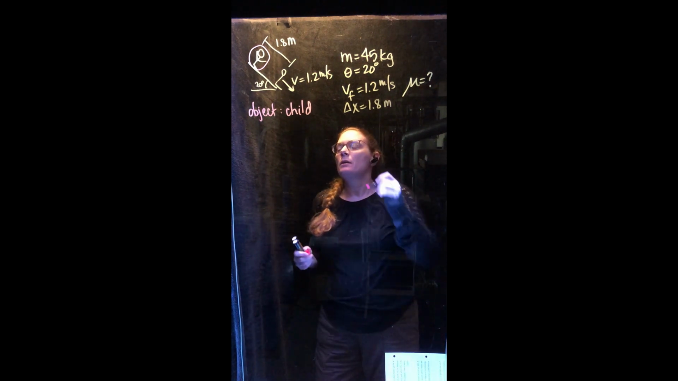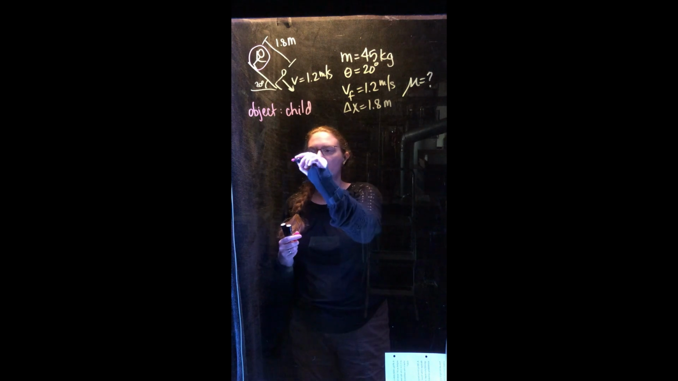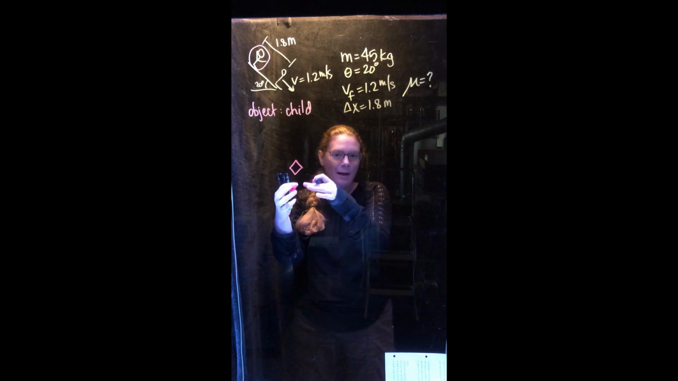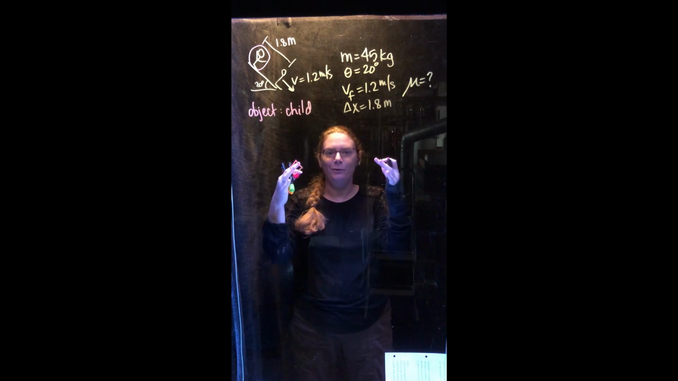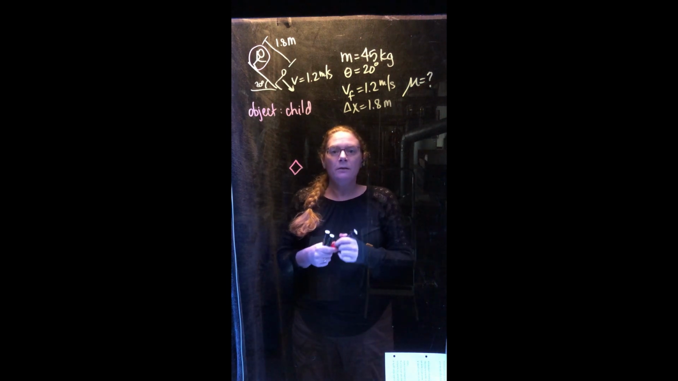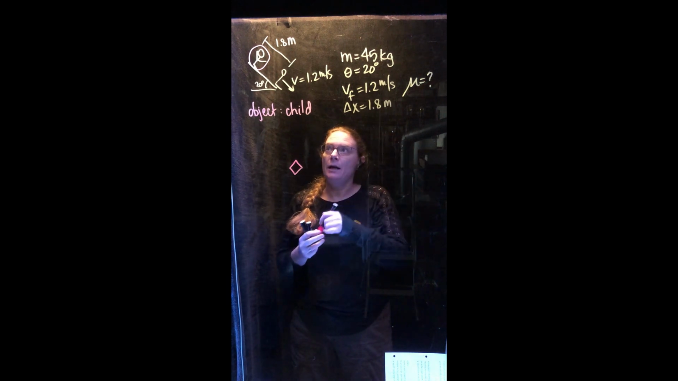Now, with the force diagrams, one of the reasons I like to use boxes instead of dots or circles is because if I have something at an angle, I draw my box at an angle to remind me that, oh, this is an angled problem. All right, what forces act on the child as she's sliding down the slide?